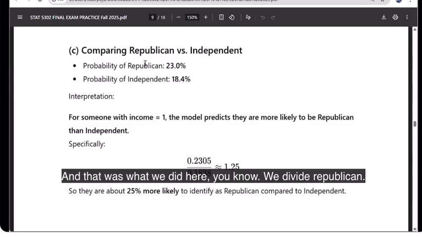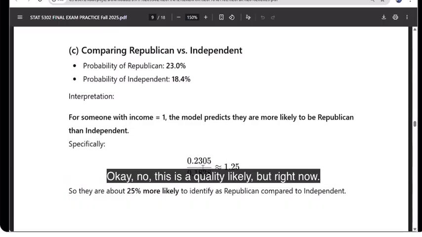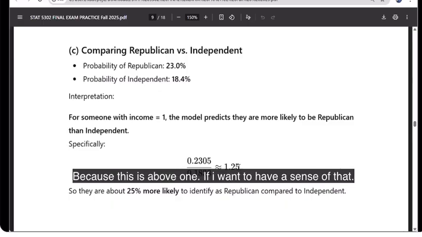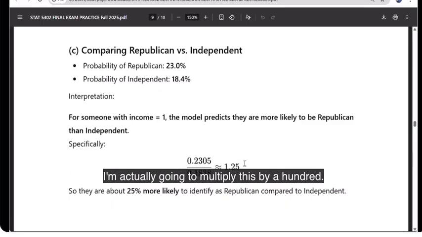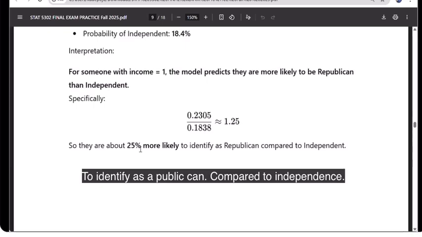We divide Republican by independent, and that gives us 1.25. Now, if the ratio gives us 1, this is equally likely. But right now, because this is above 1, if I want to have a sense of that, I'm going to multiply this by 100. That's 125. So that is 25 above 100. And that's what I'm going to say. So they are about 25% more likely to identify as Republican compared to independents.